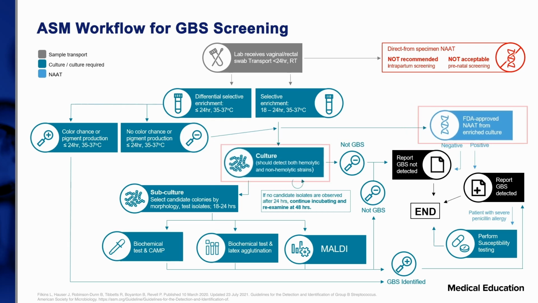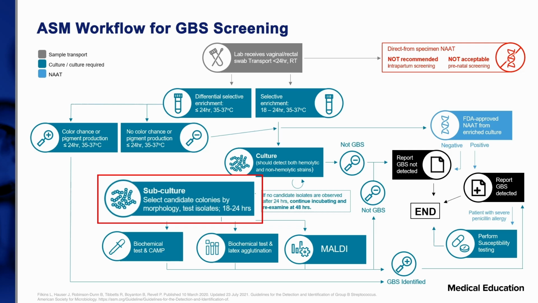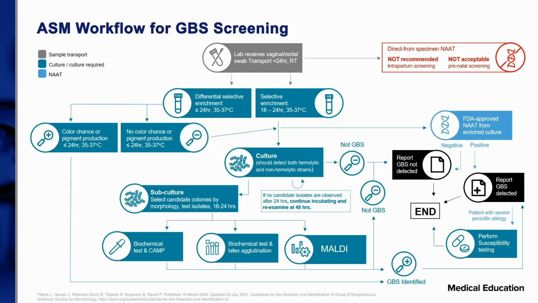So that's important, right? So that's the Achilles heel of the differential selective media enrichment. That's not the Achilles heel of the selective enrichment. So culture will catch everything, right? Well, in culture, you're going to do a subculture if you need to, if you can't pick it directly from the plate. And then once you get a purified colony, you can do biochemical testing.